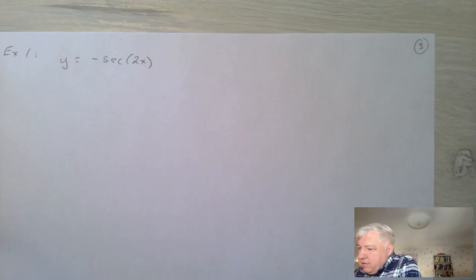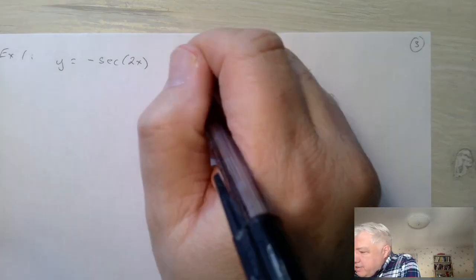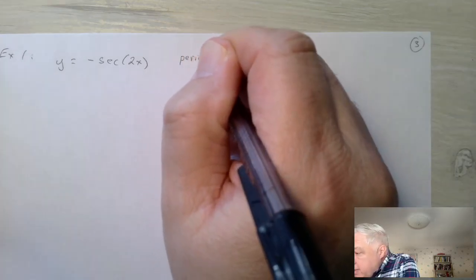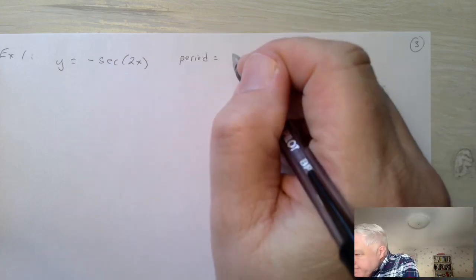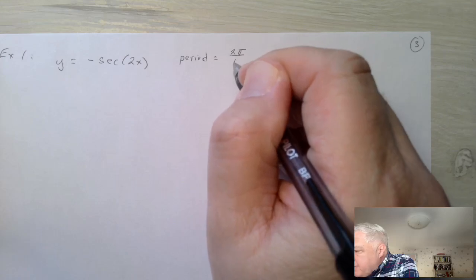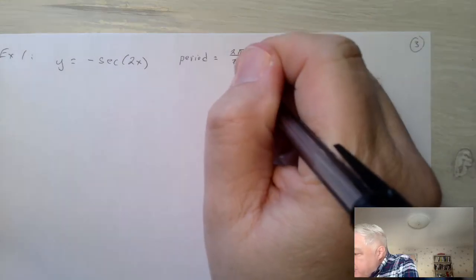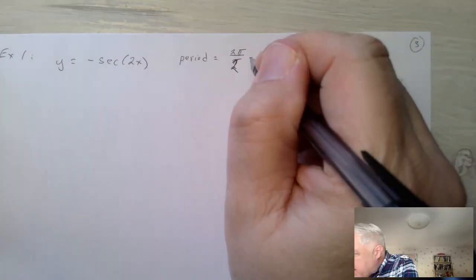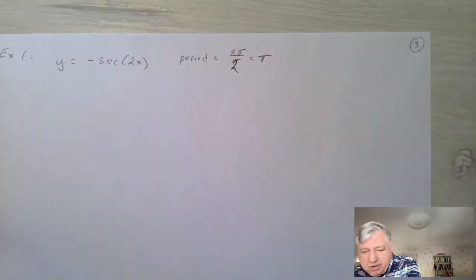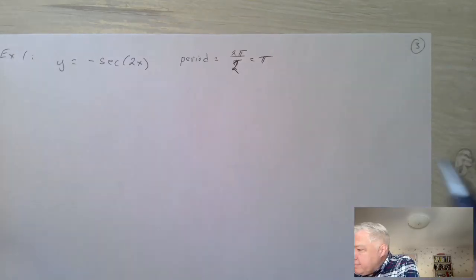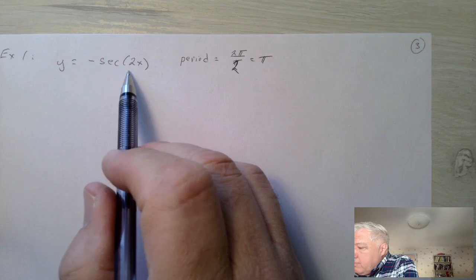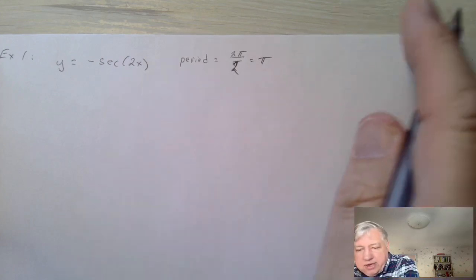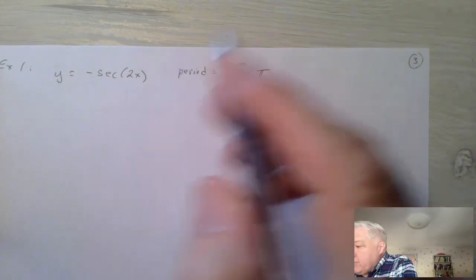So the period, that's probably the easiest one. This will be 2 pi divided by whatever the coefficient of x is, just like it is for cosine of x. So we get 2 pi divided by 2, which is pi. So that's the period. And where do we get the vertical asymptotes? Well, secant will be undefined where the cosine of 2x is 0.